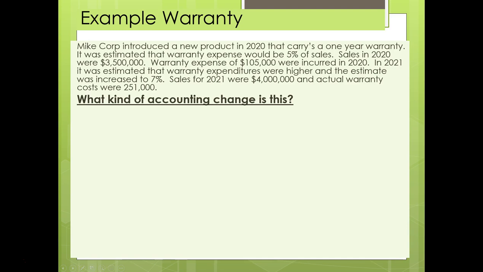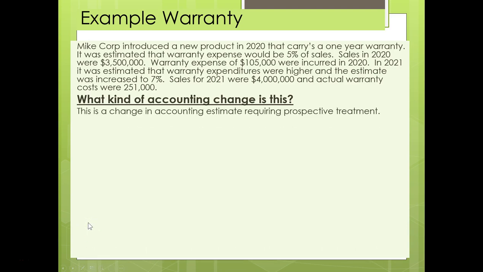Now, another example would be warranty. We have a corporation. They have a new product in 2020 that carries a 1-year warranty. It was estimated the warranty expense would be 5% of sales. Sales in 2020 were $3.5 million. Warranty expense of $105,000 was incurred in 2020 and 2021. It was estimated that warranty expenditures were higher, and the estimate was increased to 7%. Sales were $4 million with actual warranty of $251,000.